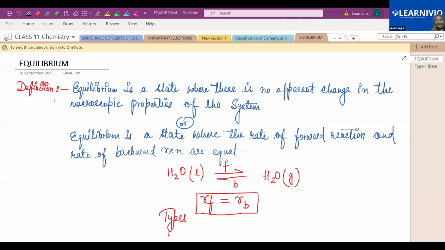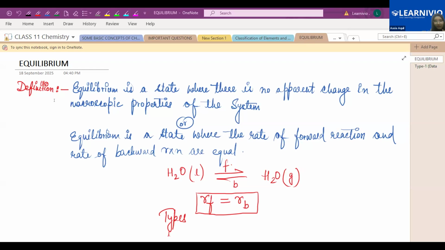Macroscopic properties. Macro means large, micro means very small, right? Micro means very small and macro means large, bulk properties. The properties which are bulk can be seen by the naked eye, and you can observe the changes, what is happening.